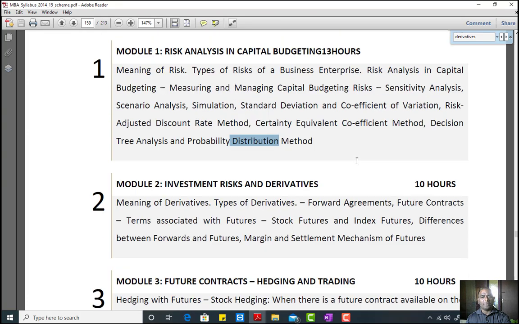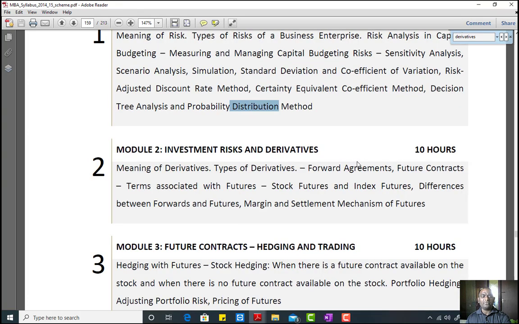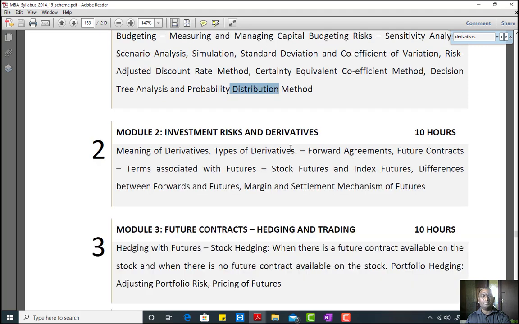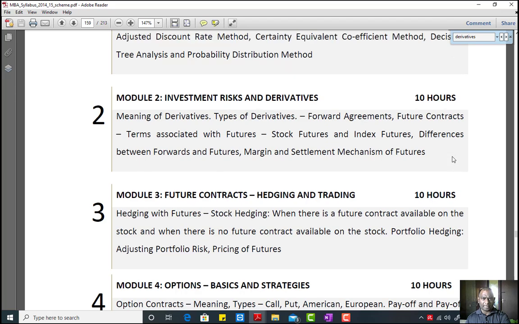Module 2, we have what do you mean by derivatives? Very simple theory questions. What do you mean by future? What do you mean by index future? What do you mean by forward? What do you mean by margin? What do you mean by settlement mechanism, and so on? This is very simple, I will teach you all. These two topics we will take up today.